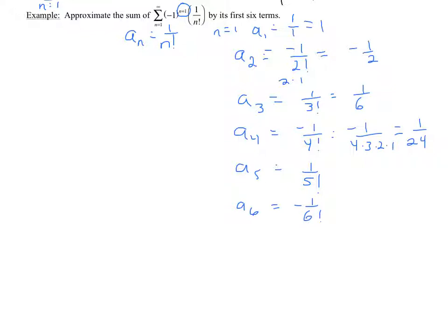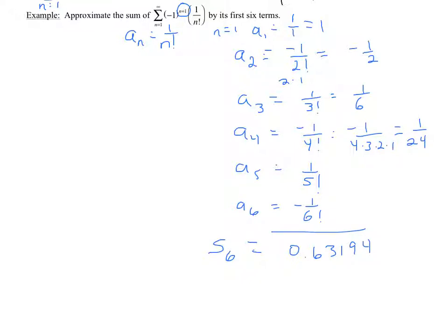All right, so we want to approximate the sum by the first 6 terms, so we're going to sum up all of these. If you keep summing these up, you could do it by hand, but you can use your calculator. When we sum them all up, with the alternating signs, we end up getting 0.63194. We'll call this sum S sub 6, because that's the sum of the first 6 terms.